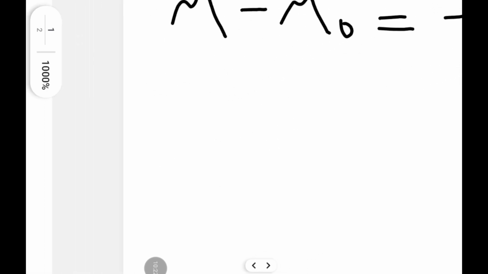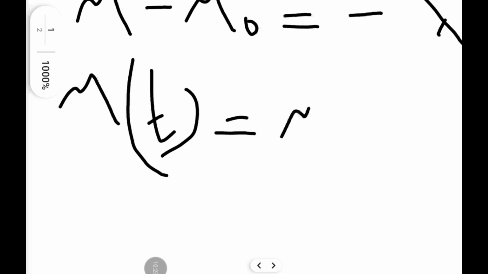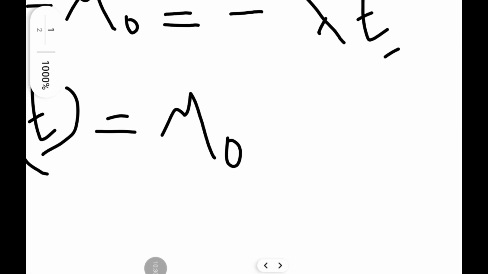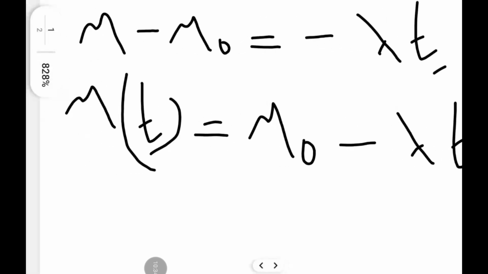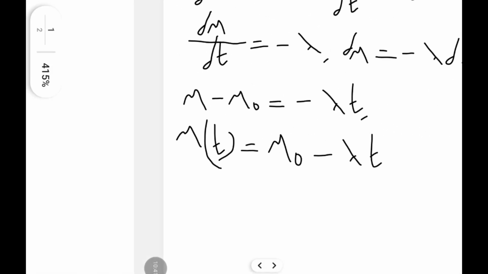So mass as a function of time is equal to the initial mass of the system minus lambda times t. So it's linear. We've made it linear to simplify things, because otherwise it would be a lot more complicated. Now to solve this, we're going to put it back into our equation.